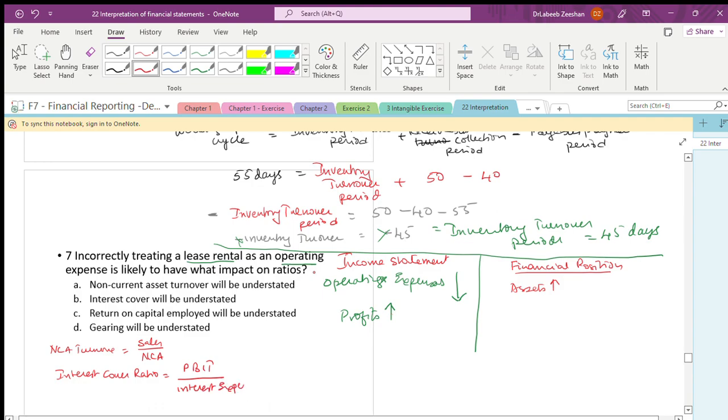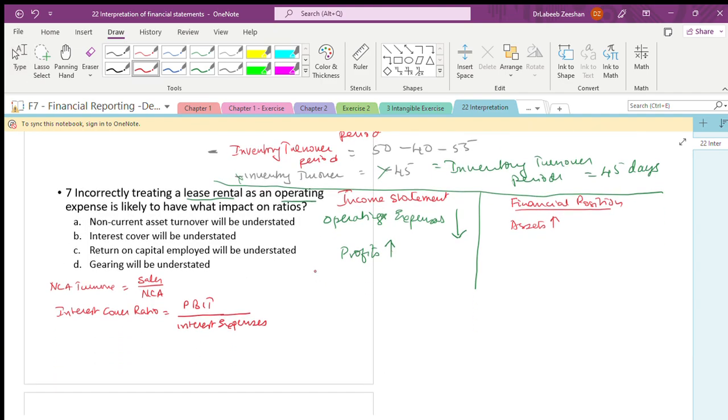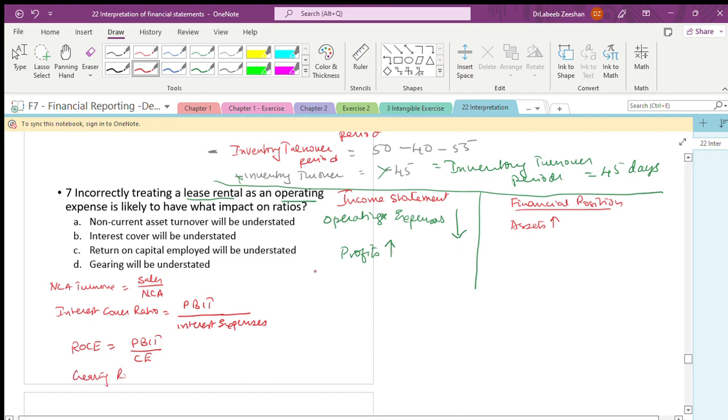See, why they have given all these problems is we have to make sure that we will have a complete understanding about the formulas. Return on capital employed, profit before interest and tax divided by capital employed. Is it right? Next, gearing ratio. Gearing ratio is nothing but debt divided by debt plus equity.